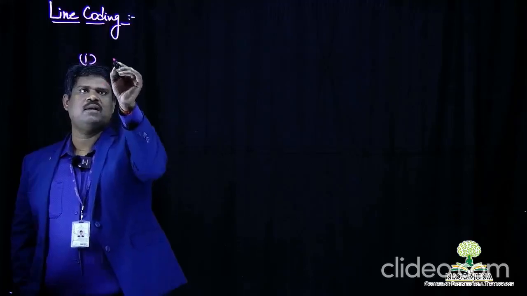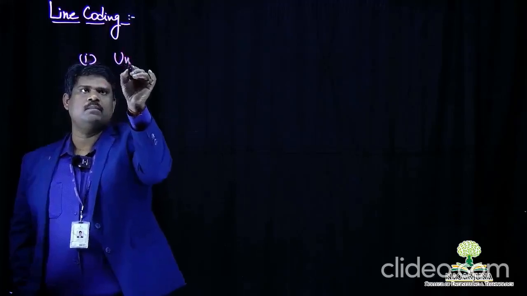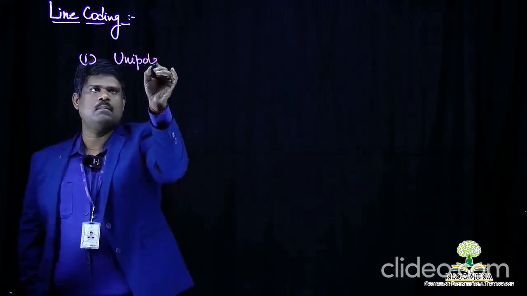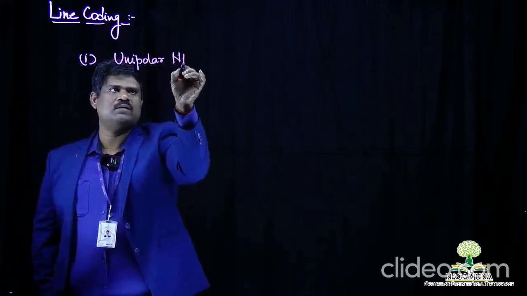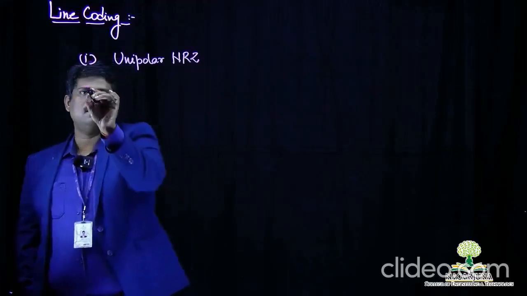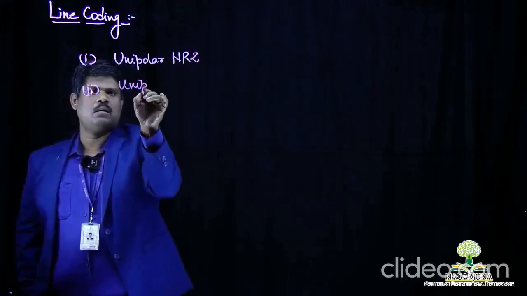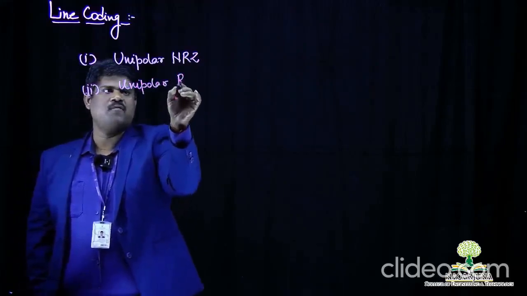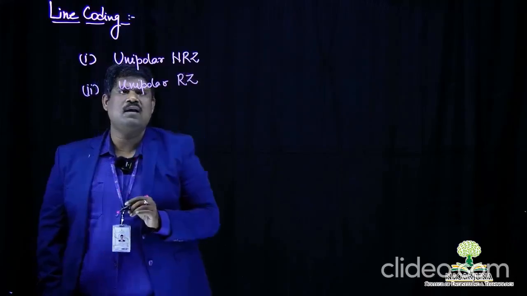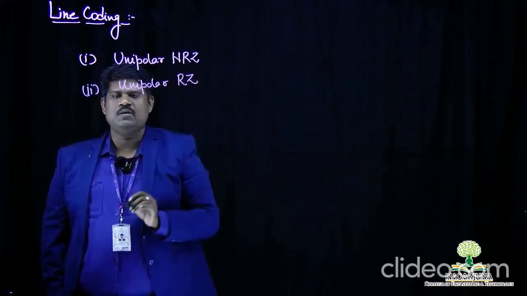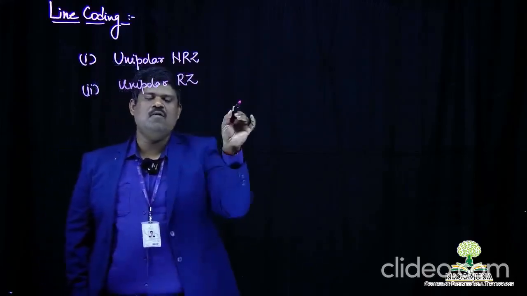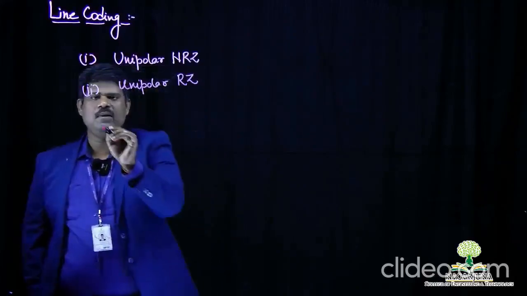The very first line coding technique is unipolar NRZ format. The second classification is unipolar RZ format. What is the nomenclature for NRZ and RZ, I will tell when we draw the waveform with the help of an example.